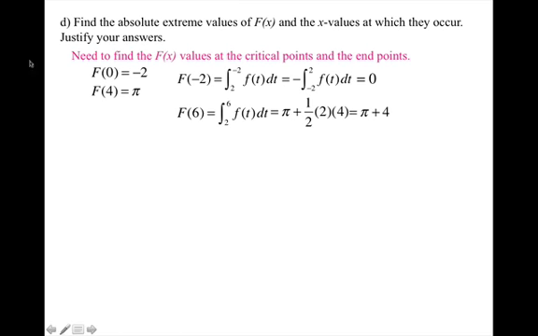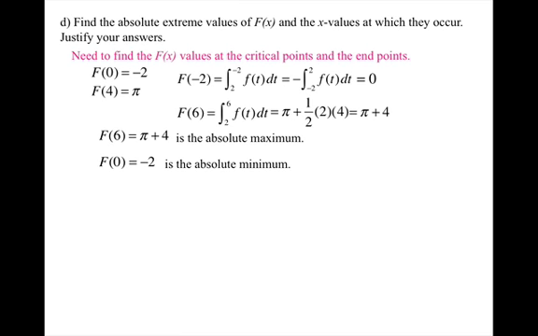So to determine which one is our lowest value, your absolute min, that would be my lowest y value between these four x values, which is at -2. And my largest y value will be my absolute maximum. Well, I know that pi is 3.14 and so on, so it makes sense that if you add 4 to pi, that's going to be a bigger number. So that means that F of 6 equals pi plus 4 is my absolute maximum, and F of -2 equals 0 is the absolute minimum.